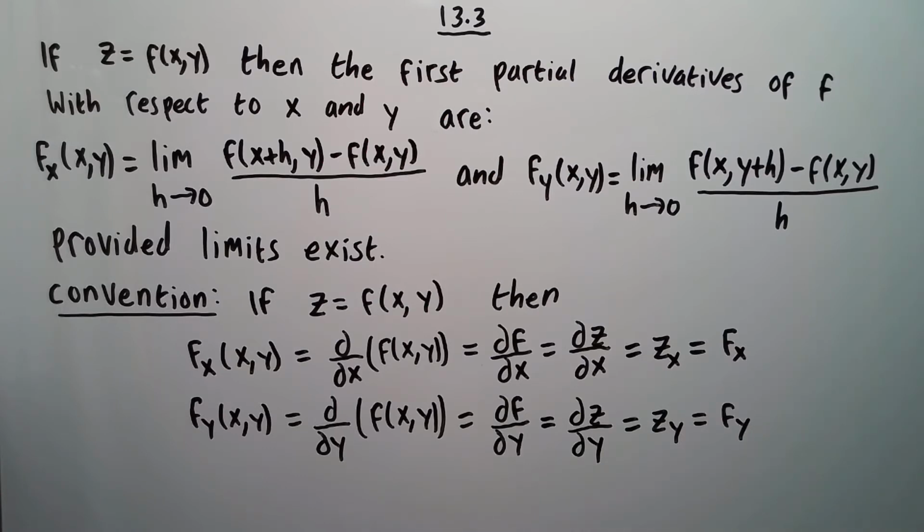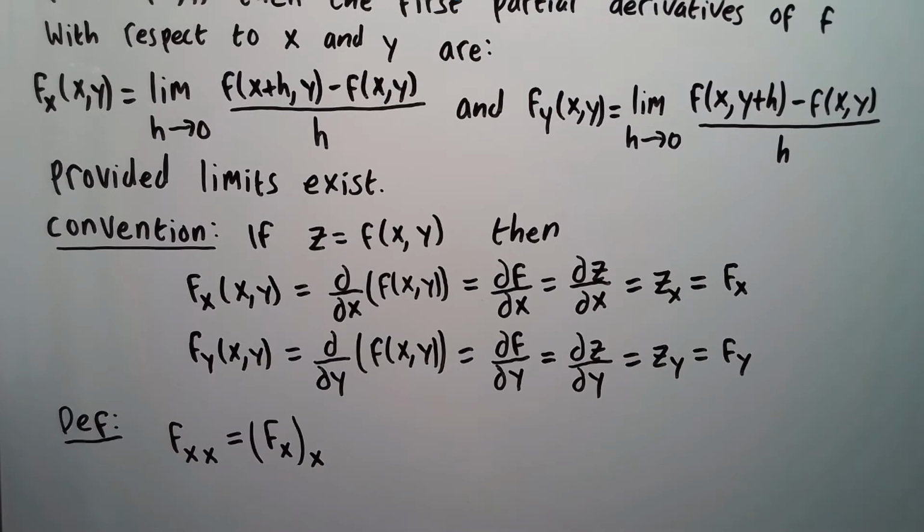Okay, so next thing. We're going to make a definition for f double x down here. This is the second derivative of f with respect to x. It is defined to mean the partial derivative of f with respect to x once, and then do it again. Then I can define f double y in a similar way. I could define f double y this way. This is the derivative of f with respect to y twice, so the second derivative with respect to y.